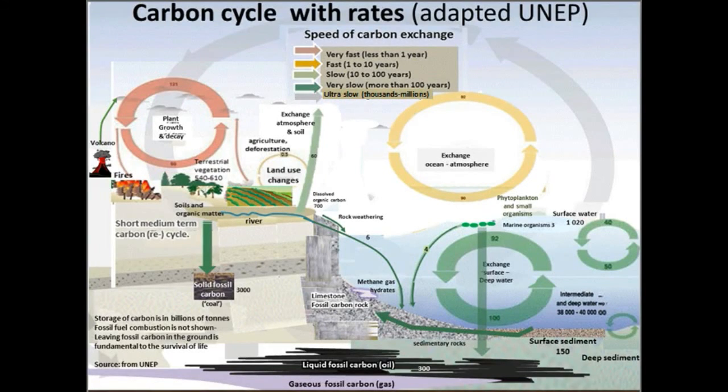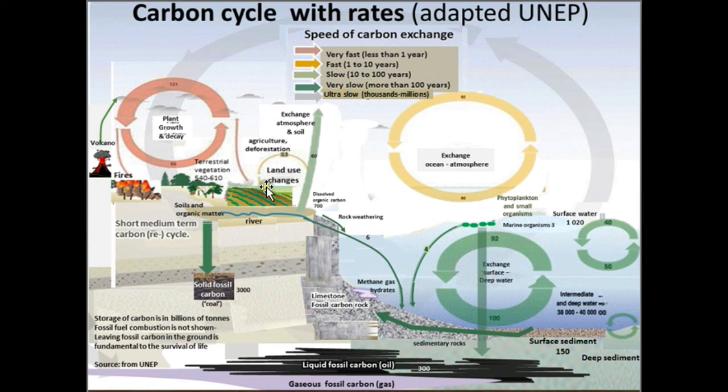Now I should show this one, because this is the illustration that's used more than any other for showing the carbon cycle in terms of global climate change, and it was produced by UNEP. I did do some adaptation on it. I was surprised that the slowest carbon cycle that they had was very slow, more than 100 years. But if you look at the gray arrow around here that goes all the way around, well, clearly that's the ultra slow carbon cycle of thousands to millions of years.